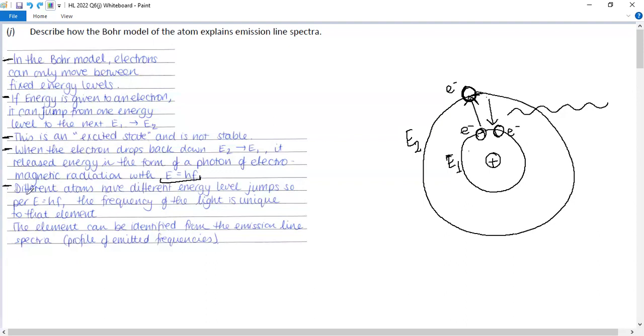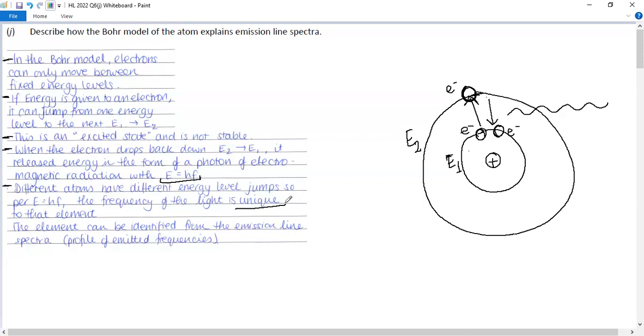So just to say what I would write in my exam: different atoms have different energy level jumps. So as per E equals hf, the frequency of the light is unique to that element. That's the important part, okay? It's unique to that element. I said fingerprint when I was just talking to you, but it's unique. Every element is going to have a different bunch of frequencies come off of it.